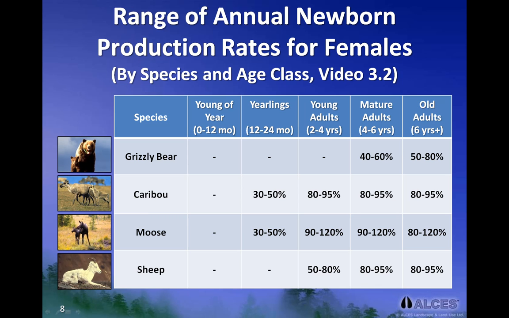For Dall sheep ewes, age of first breeding is generally 2 years, so they have their first lambs as 3-year-olds. You'll also note that newborn production is generally highest in prime-aged mature females. Also worth noting is that adult cow moose are able to produce twins, so when grouped across all cows in an age class, the average production can be greater than 1 calf per cow, that is, greater than 100%.